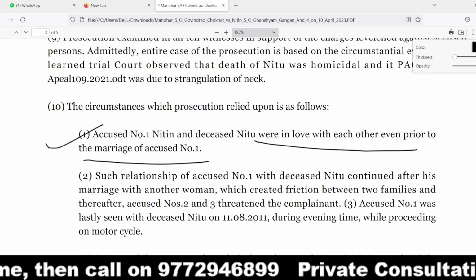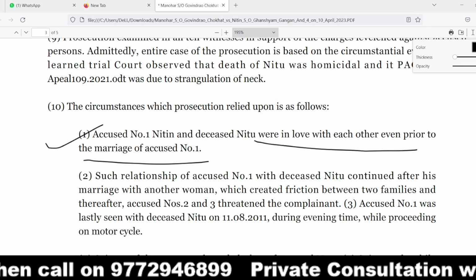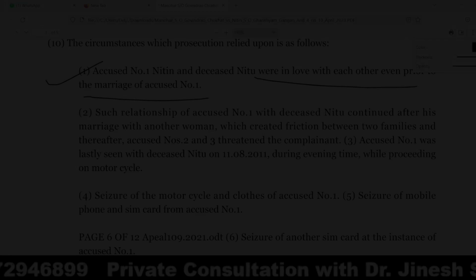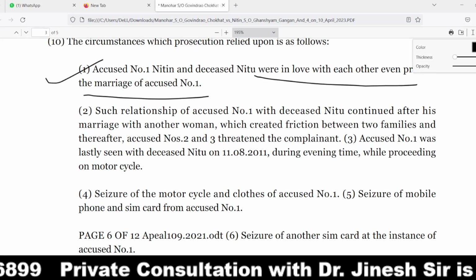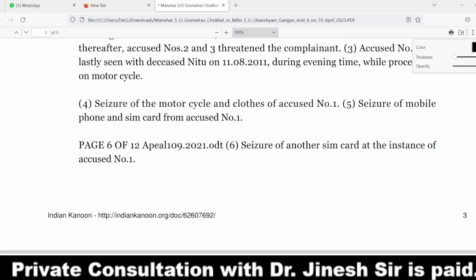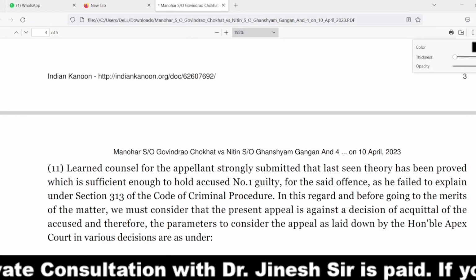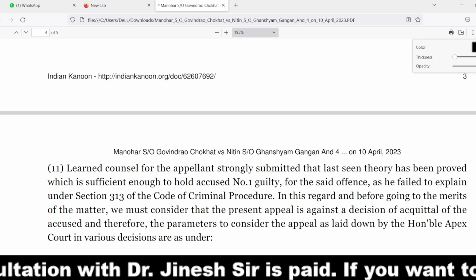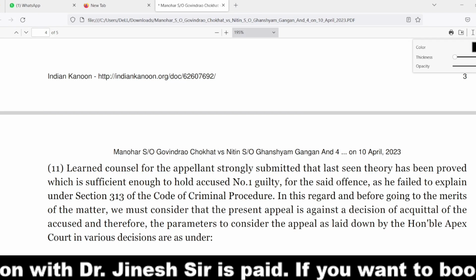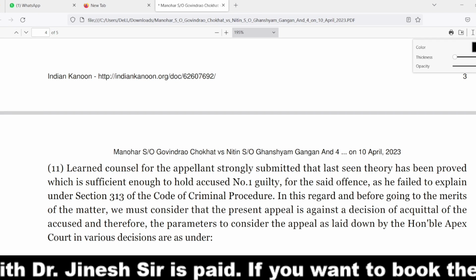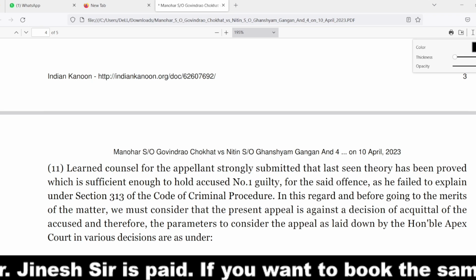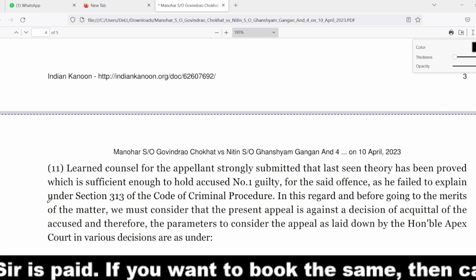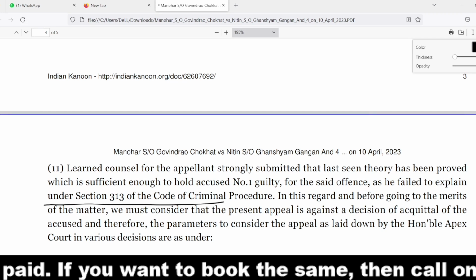And accused number 1 was last seen with deceased Neetu on 11th August, and the seizure of the motorcycle and clothes of accused number 1, the seizure of the mobile phone and SIM card from accused number 1, and the seizure of another SIM card at the instance of accused number 1 are sufficient circumstances to connect the accused with the crime. The appellant, as submitted earlier, strongly submitted that the last seen theory has been proved, which is sufficient to hold the accused guilty. And apart from that, the accused totally failed to explain the incriminating circumstances in his statement under Section 313 of CrPC.